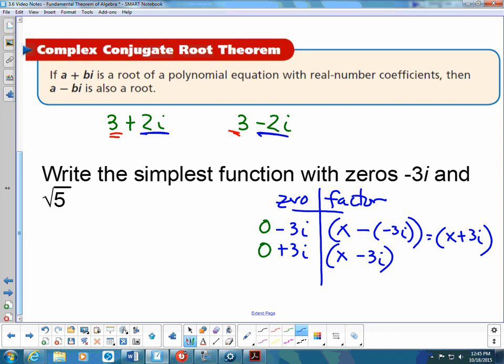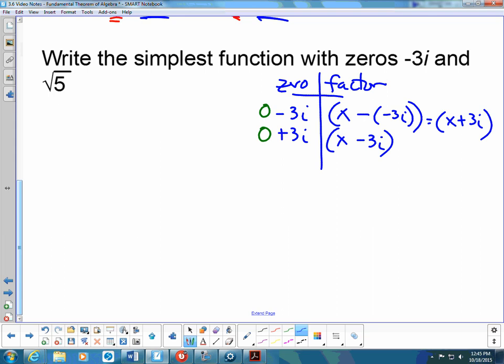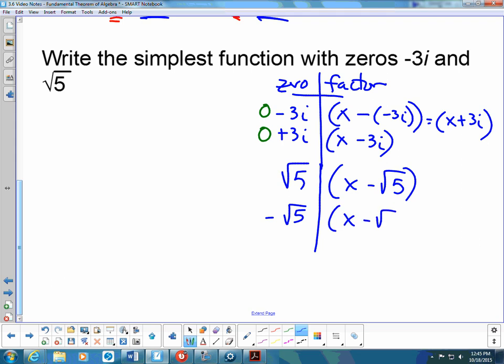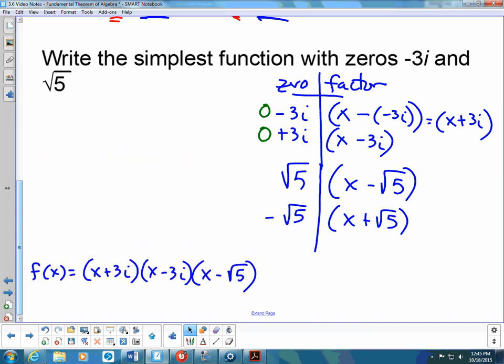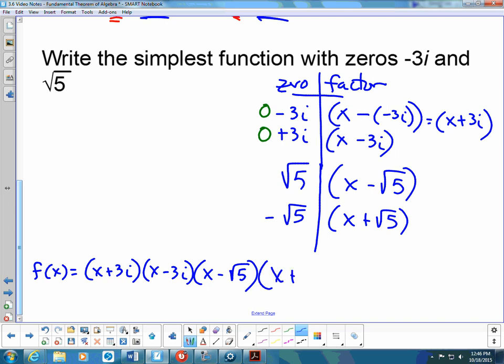And we also know that square root of 5 is a zero. So if square root of 5 is a zero, then x minus square root of 5 is a factor. And negative square root of 5 is going to have to be a zero also. So x plus square root of 5 is going to be another factor. So let's write down all of our factors. We're trying to write this function f of x equals (x plus 3i) times (x minus 3i) times (x minus square root of 5), and I'm going to run out of room, so let me slide this down here, times (x plus square root of 5).